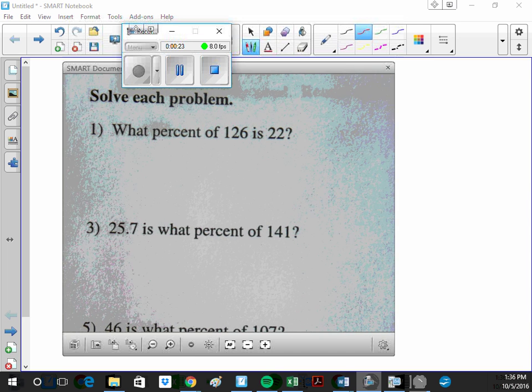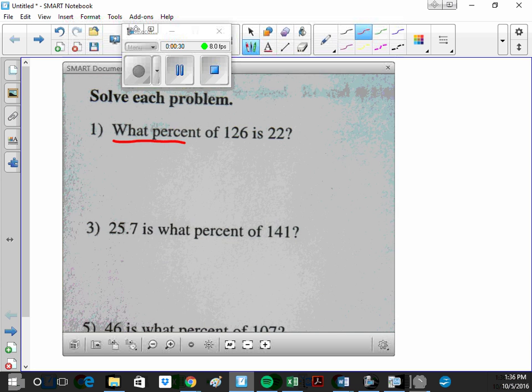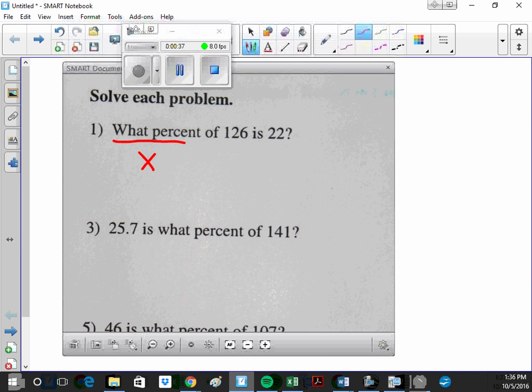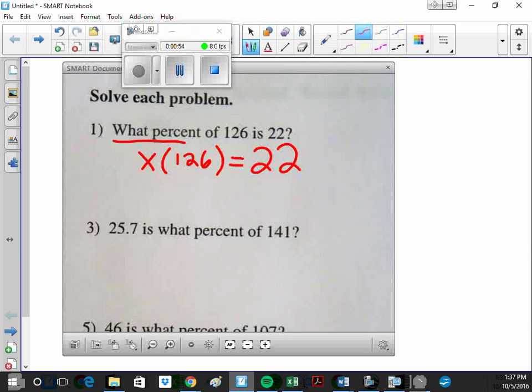So in here, we have an unknown amount, and it says of 126 is 22. This is just an equation that's been written out in word form. So what percent is the unknown value, the x? Of just means multiply. So we're going to multiply that by 126. Is is the mathematical word for equal to 22. So I have x times 126 is 22.